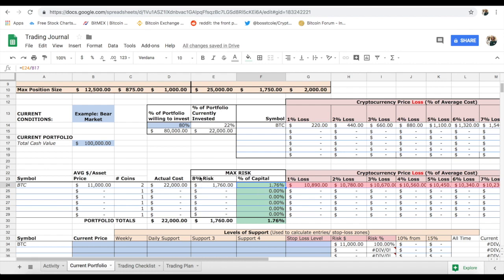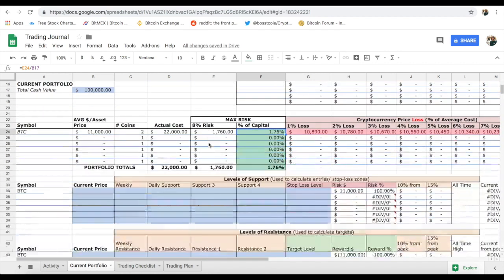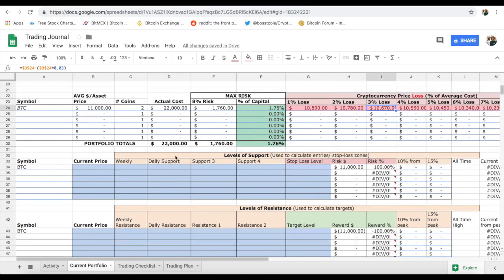If you have an 8% wide stop loss, and of course you can change this, whatever works for you, you're only risking 1.76 of your total trading capital. Fantastic. And then it shows you all of the different randomly calculated numbers there as well, and what a 1% loss looks like, 2%, out like that.